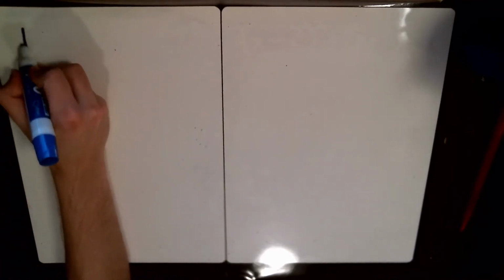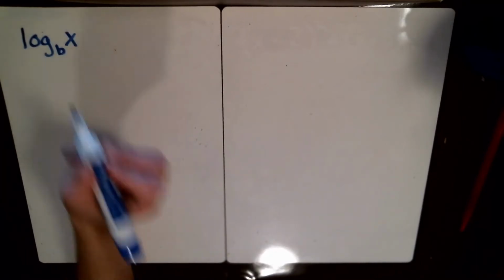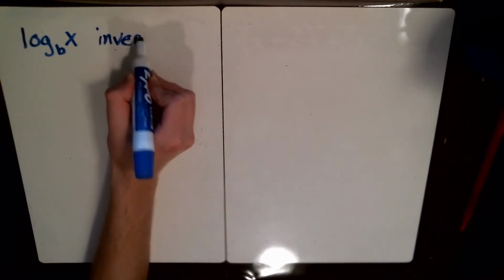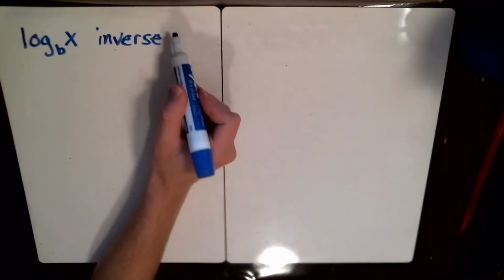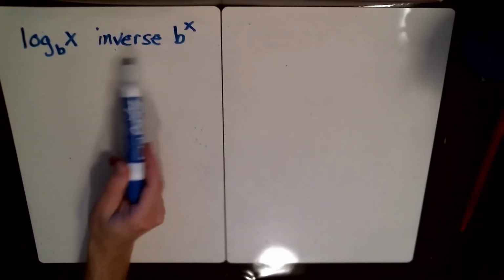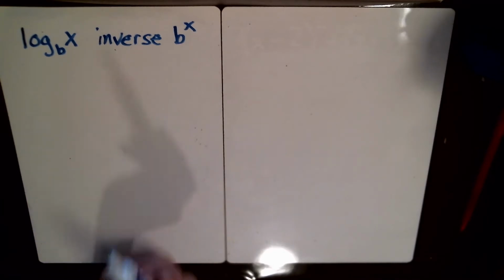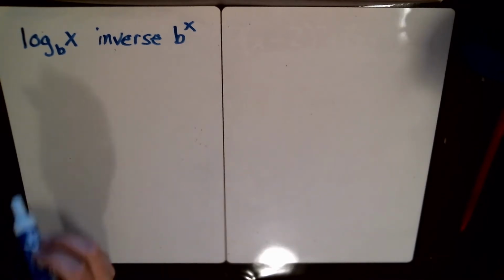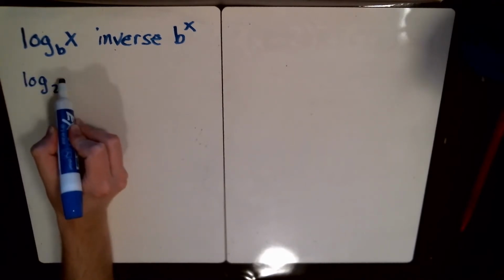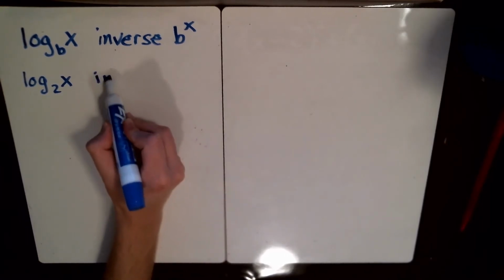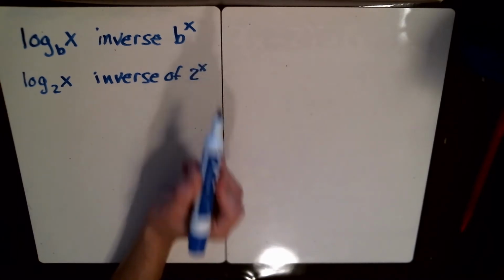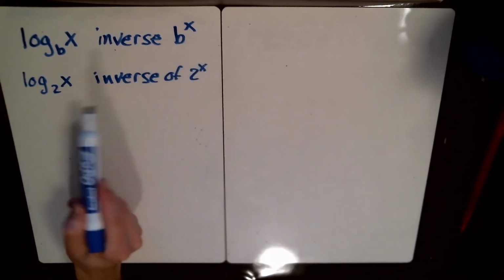When you have log base b of x, that is the inverse of b raised to the x power. These are the inverse functions of each other. They undo each other. So for instance, if you have log base 2 of x, that is the inverse of 2 to the x. These two are inverse functions of each other.